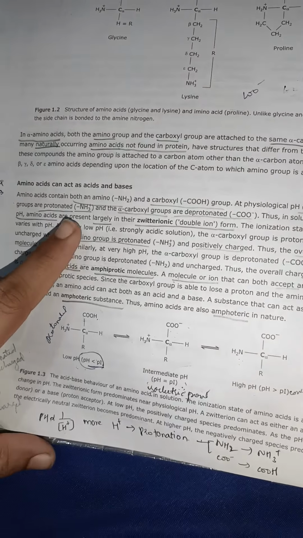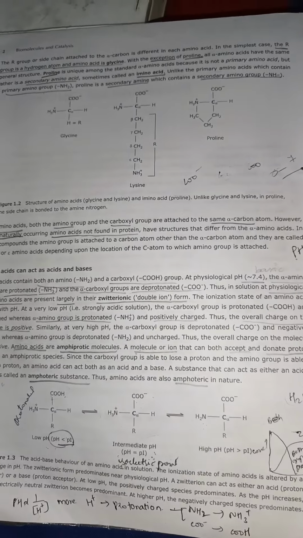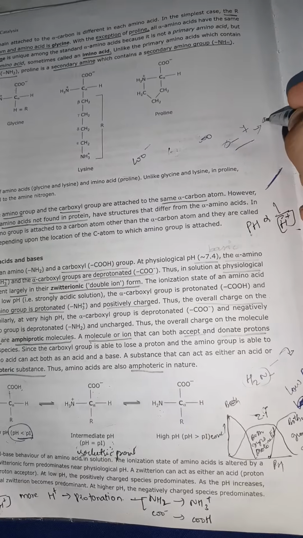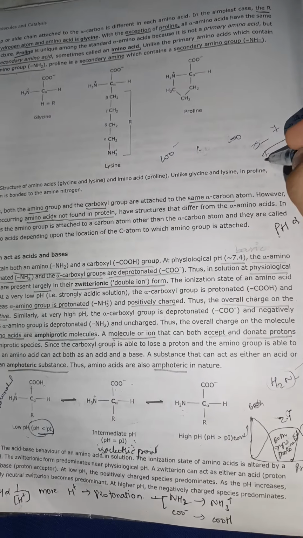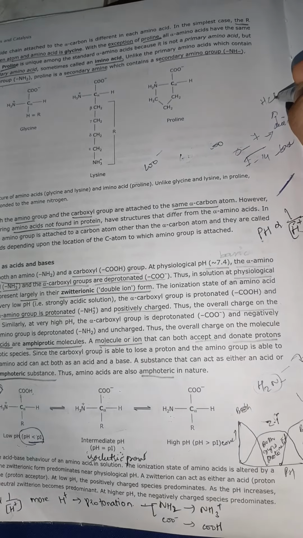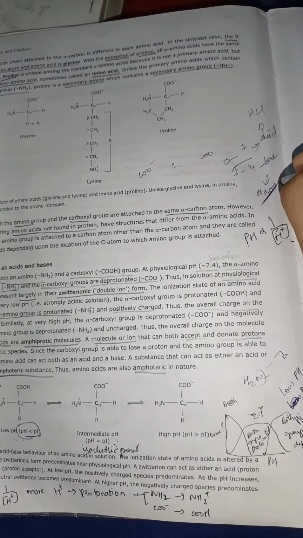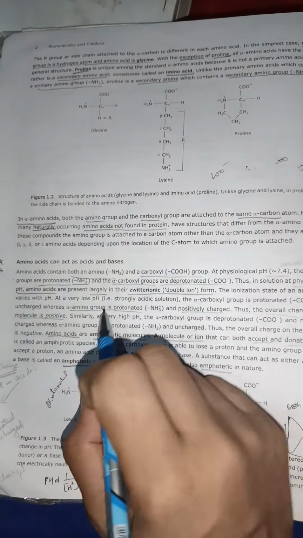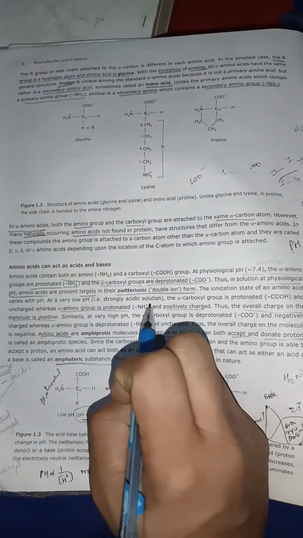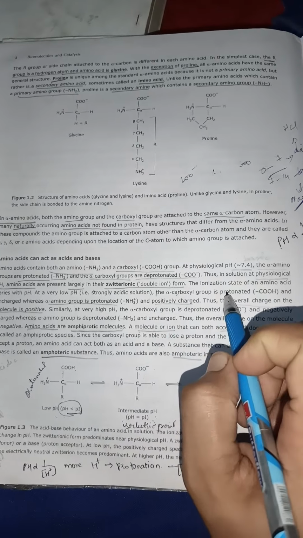When we see low pH, from 0 to 7, we call it acid, and from 7 to 14 we call it base. When we see acid, we are reminded of HCl, and for base, NaOH. Now imagine that at very low pH, that means HCl is there, a strongly acidic solution, the alpha carboxyl group is protonated. Why?